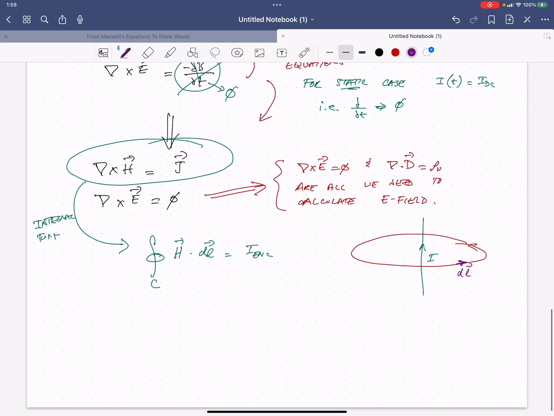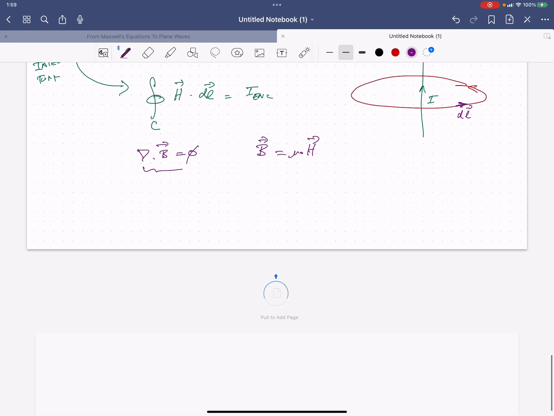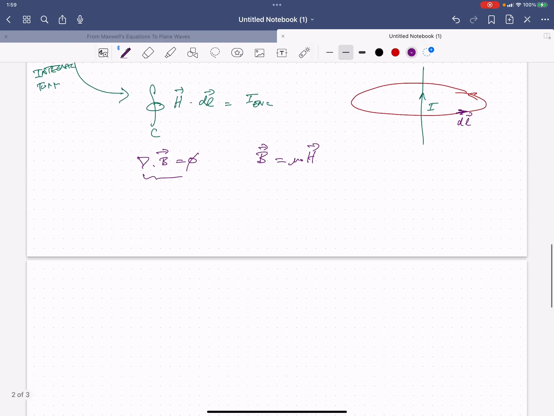And also we have that del dot B is equal to 0. This is always the case because, as we know, there are no magnetic charges. So this is also from Maxwell's equations. And in a non-magnetic medium, B is equal to mu naught H. Okay, so that's how things look in a magnetostatic case.